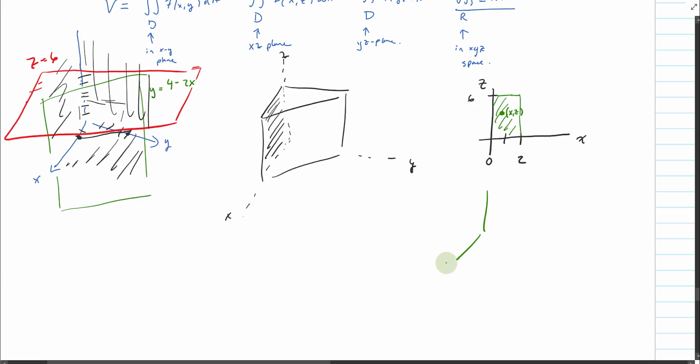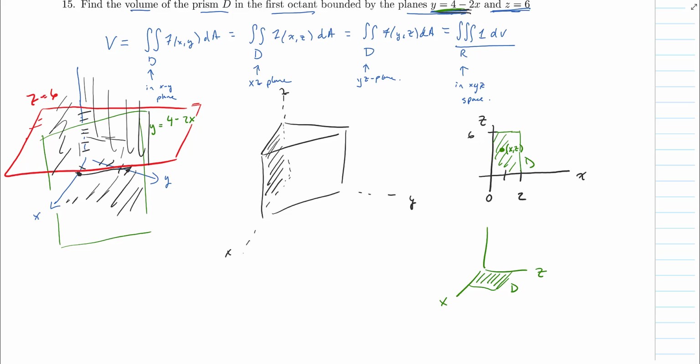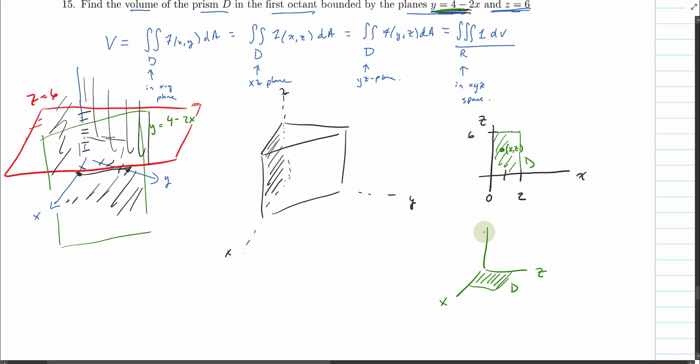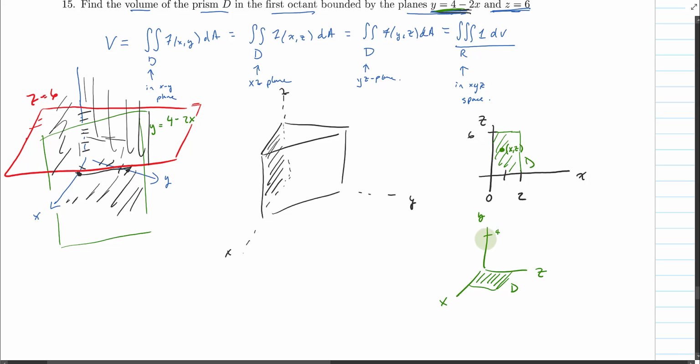Another way to look at that: let's be careful with the orientation. Here's x, here's z, and we're taking from this domain region right here. Let's label that D, because we're thinking of it in the xz plane. And here's our y, and here is that line we sketched before. So here's where y is 4.